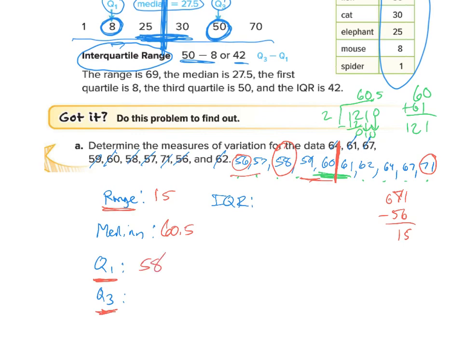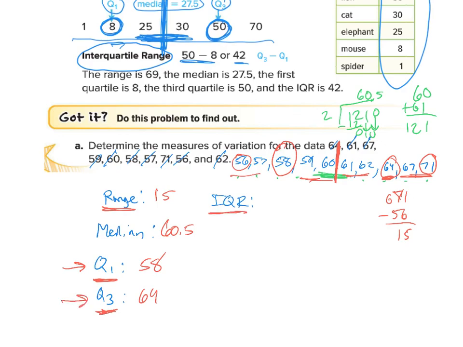Okay, what's our quartile 3? Do you see how it's 64 right here? Because it's got two numbers below it and two numbers above it. That's the middle upper number, okay? So remember, quartile 1 is the middle lower number once you divide your whole list in half at the median, okay? And quartile 3 is your middle upper number.